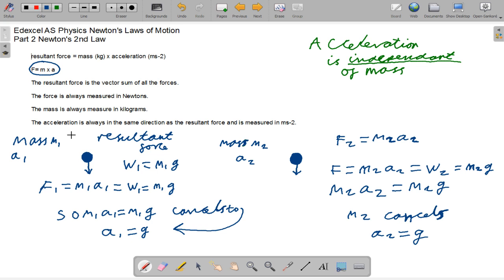So this working down here is actually going to prove that all objects fall at the same rate if you ignore air resistance. So we take mass m1, acceleration a1 and resultant force F1. We can put it into a mathematical equation. F1 equals m1 times a1, which is also equal to weight W1, which is also equal to m1 times the value of g, which is 9.81 newtons per kilogram.